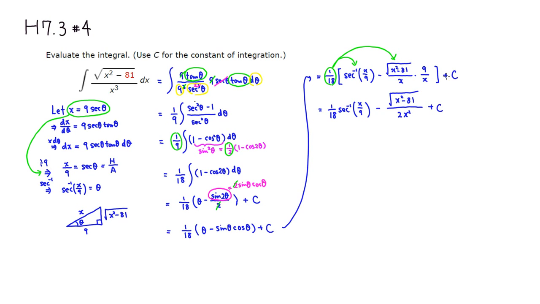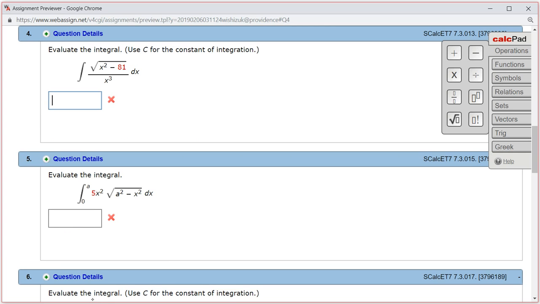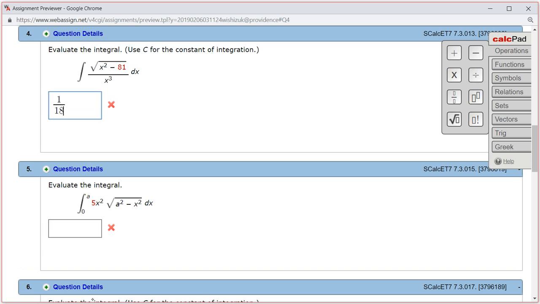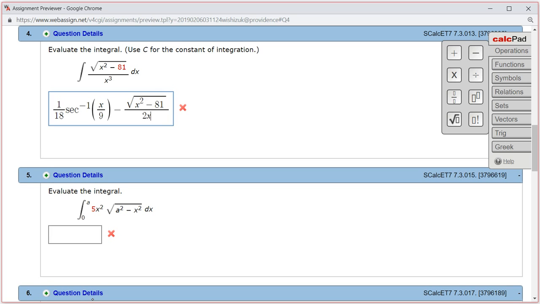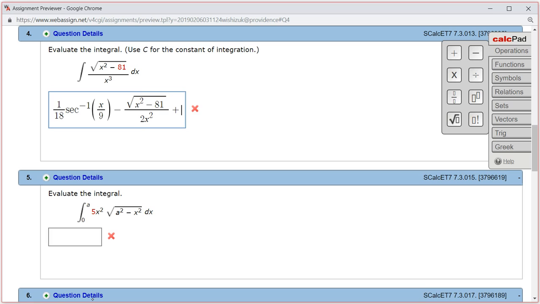All right, so let's type it in. We got the 1 over 18, and we're going to have arc secant of x over 9, and minus the square root of x squared minus 81 over 2x squared, plus some constant c.